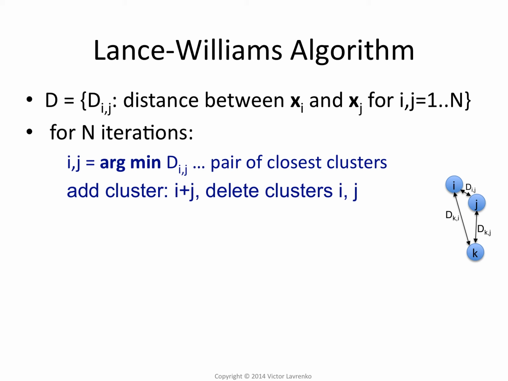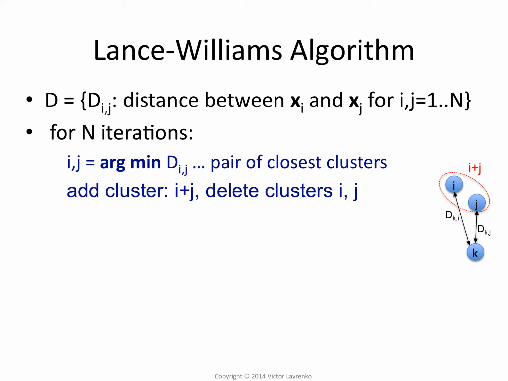So on this little example, on this little graph, I have three nodes, i, j, and k. I have the distances dij, dkj, and dki. I'm looking for the minimum distance, right? So the smallest one is dij. So I'm going to merge i and j into a cluster i plus j. And then I remove that edge between i and j because they're part of the same cluster now. They don't need to be there.